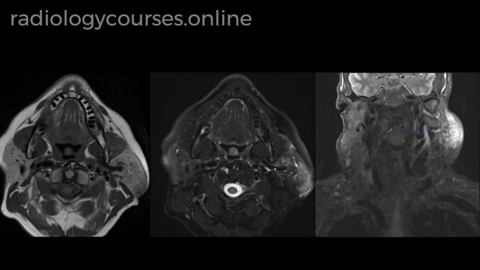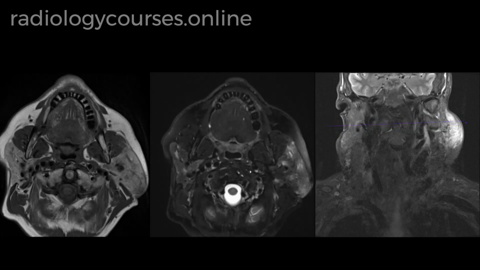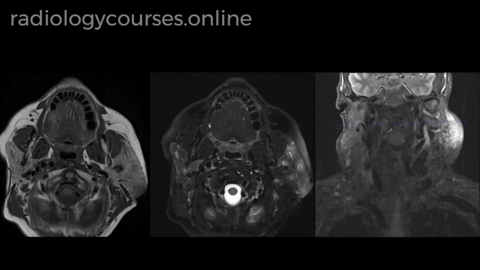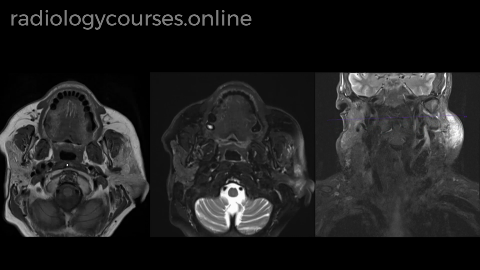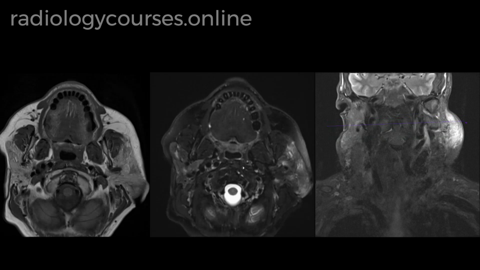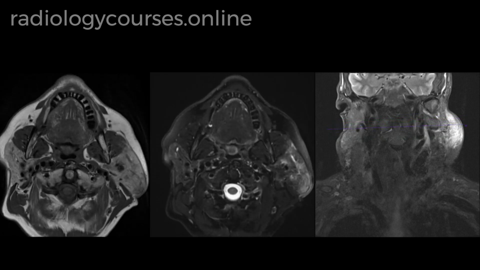So, what can we do about this? This needs correlation with clinical symptoms and signs and inflammatory markers. If the symptoms and signs are not settling, or if the clinical features are not typical for sialadenitis, then a follow-up ultrasound or MRI can be undertaken in 4 to 6 weeks and then proceed from there.